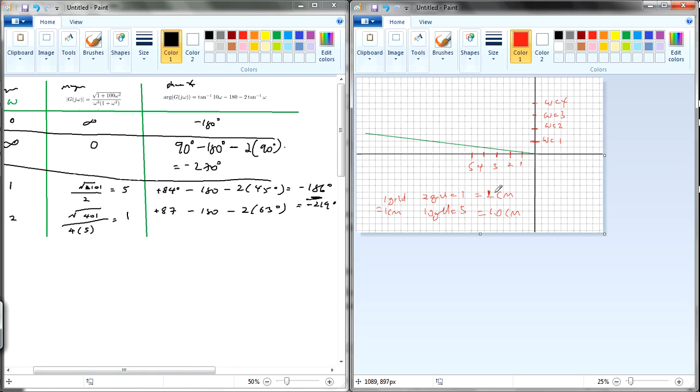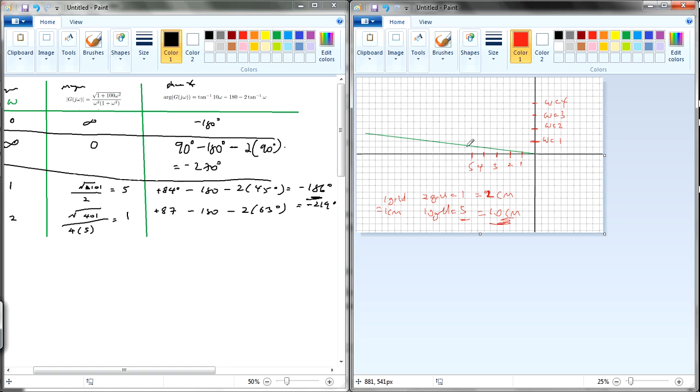If it's 2 cm, then for 10 grids, as you can see, to reach 5 you need 10 grids, right? 1, 2, and so on to 10, so these are 10 grids. Each grid is about 1 cm, right? So therefore, 10 cm represents the magnitude of 5.